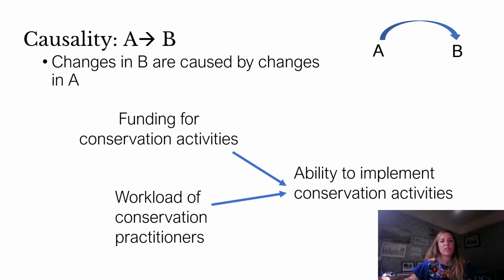So one of the first things to think about in relation to causal loop diagrams is causality, and this refers to the relationship between two variables. So A causes B, and as you can see in the top right diagram, another way to put it is that changes in B are caused by changes in A. And so a concrete example that we can start building on is funding for conservation activities causes some changes in the ability to implement conservation activities. And the same thing with the workload of conservation practitioners. So it causes some changes in whether or not people are able to implement conservation activities.